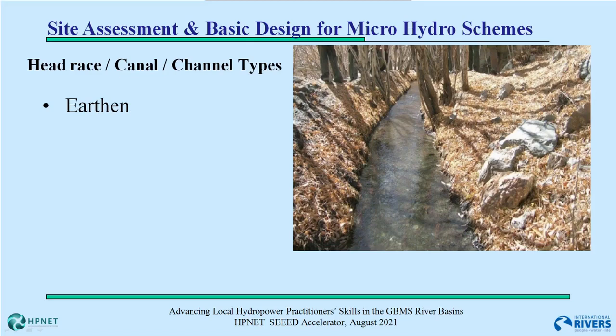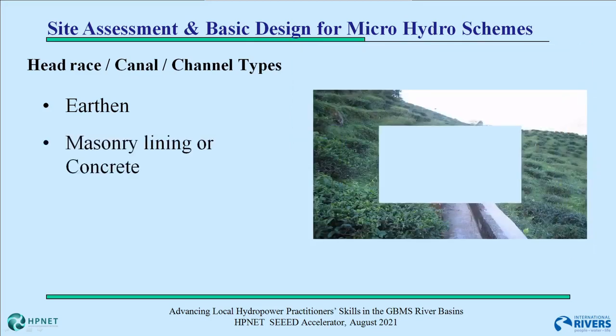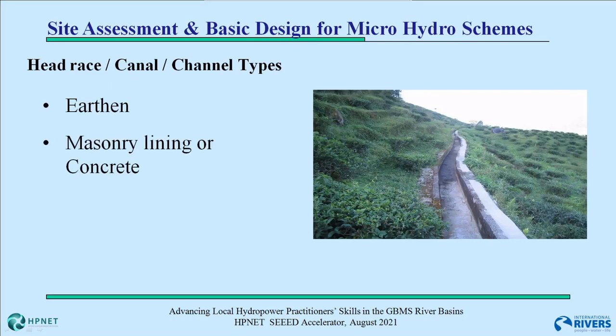Whenever possible, the canal should be constructed as an earthen canal dug out of the river bank to save cost. It may be necessary to strengthen weak areas with masonry or concrete, for example, on steep or unstable slopes. For the same design flow, canal made from concrete can allow a faster flow, so can have smaller dimensions.